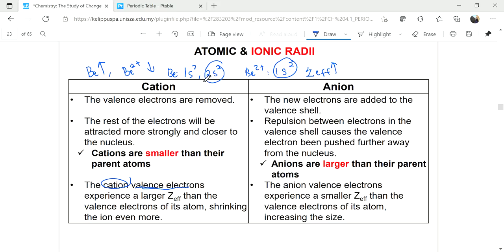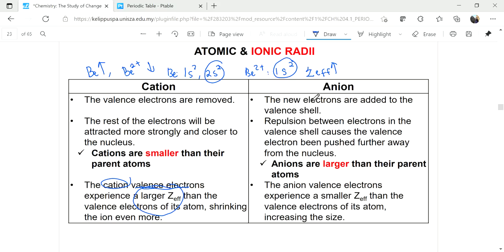So the effective nuclear charge in the beryllium atom is lower than the effective nuclear charge in the beryllium 2+ ion. So then the size of the atom is much bigger than its beryllium 2+ ion. So this is what happens in a cation. When we remove electrons, the effective nuclear charge will be higher, and then the size will be smaller.